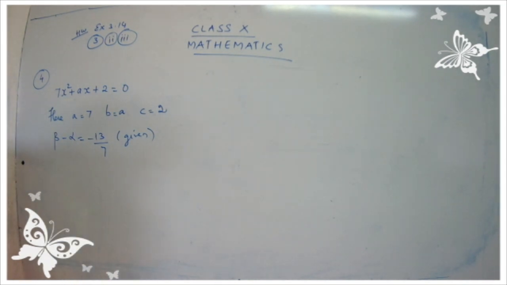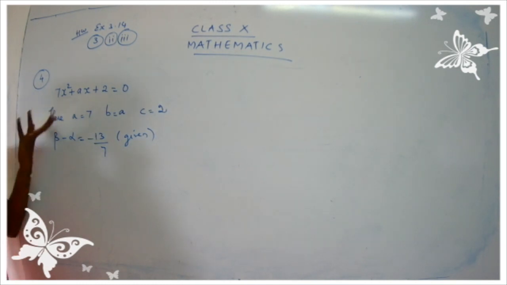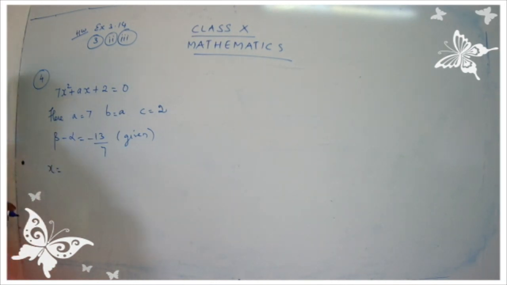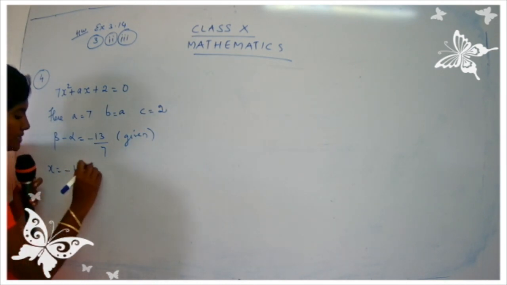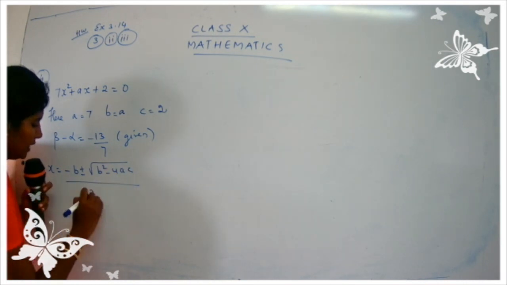Now, they are asking you to find out the value of A, children. So now we have to find out the value for alpha and beta, because they have given you that alpha and beta are the roots. I don't know the value for alpha and beta here, so I'll give you one formula. X is equal to minus b plus minus square root of b square minus 4ac upon 2a.